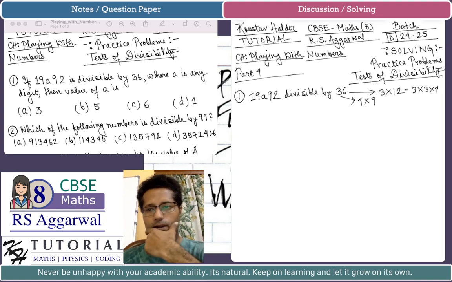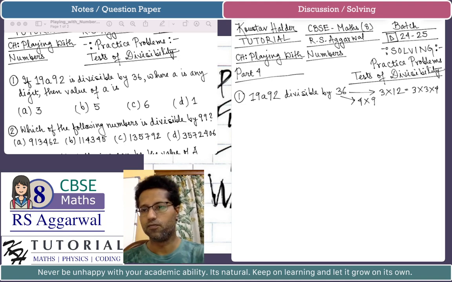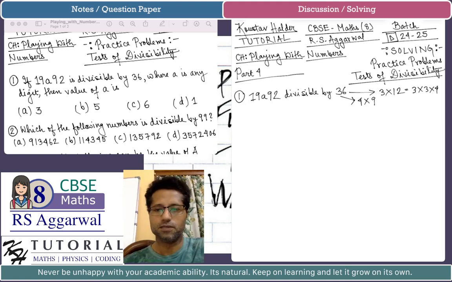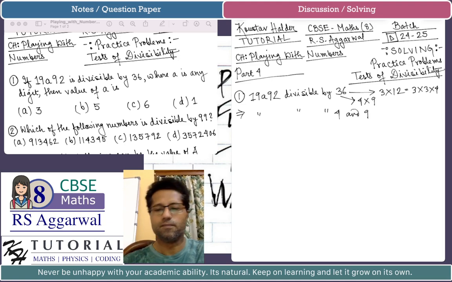Now, a number divisible by 3 and 12 also means that the number is divisible by 4 and 9. So basically, if any number is divisible by 36, it must also be divisible by both 4 and 9. So this is divisible by 4 and 9.